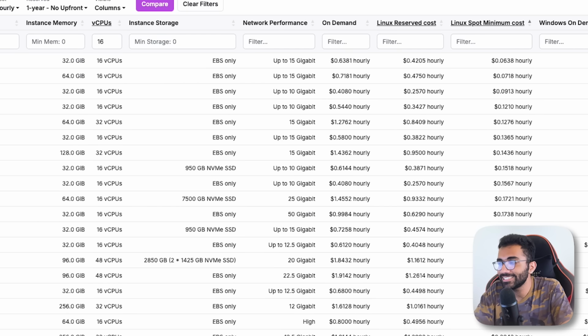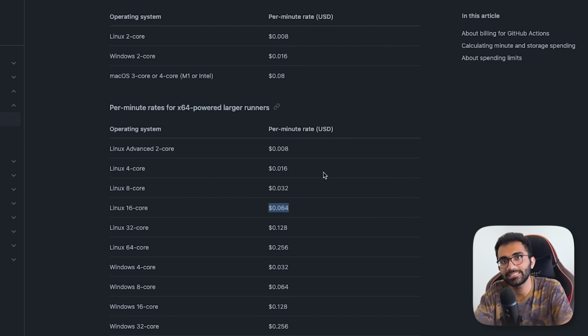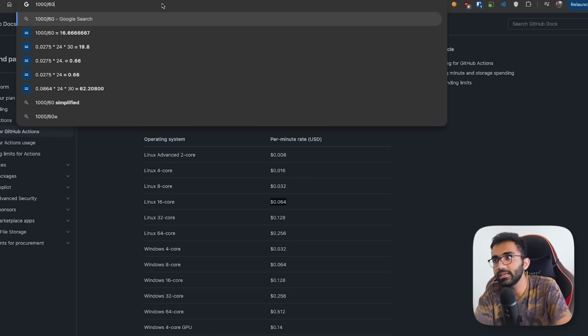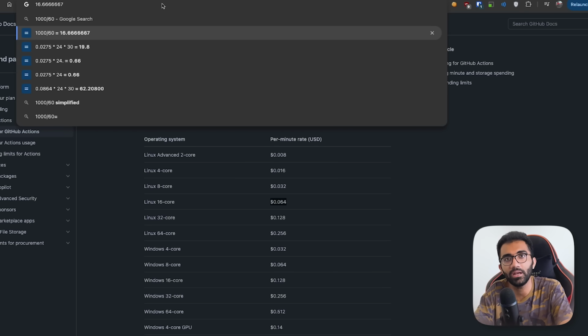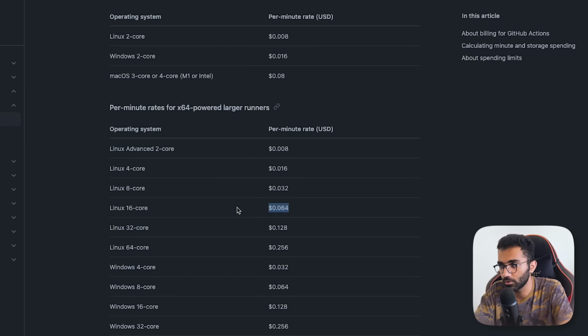If you're running your workload on spot, you are saving 60 times more money compared to running it on GitHub Actions. And this corresponds to a lot of savings. Imagine you are getting a bill of $1,000 and now you're suddenly getting a bill of $16, right? It's a huge difference when you are looking at things like this.